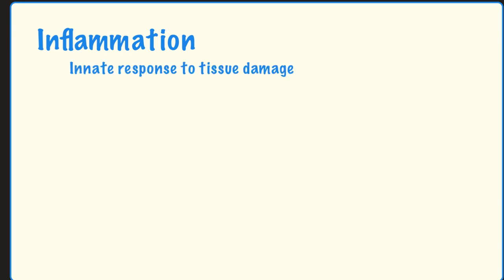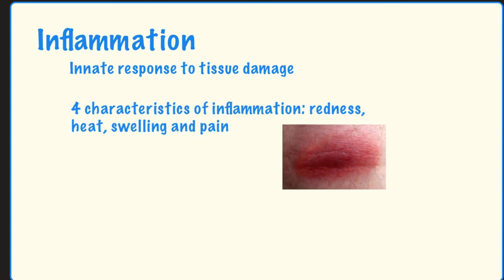Another form of defense of the innate immunity is inflammation. Inflammation is actually an innate response that the body has to tissue damage. There are 4 different characteristic signs and symptoms of inflammation. They are redness, heat, swelling, and pain. The purpose of inflammation is that it is basically an attempt to dispose of whatever microbes, toxins, or any other foreign material that could be at the site of injury.